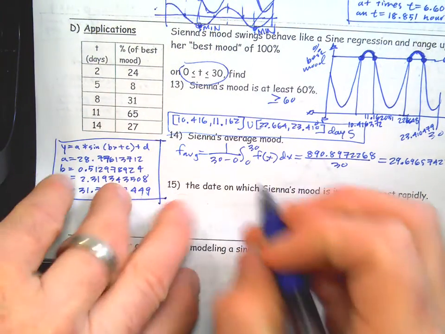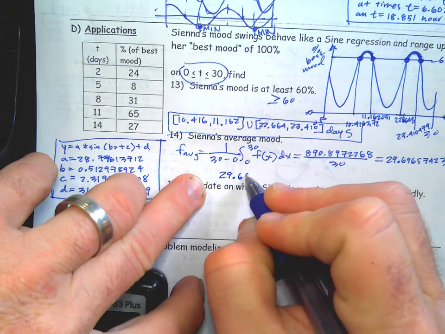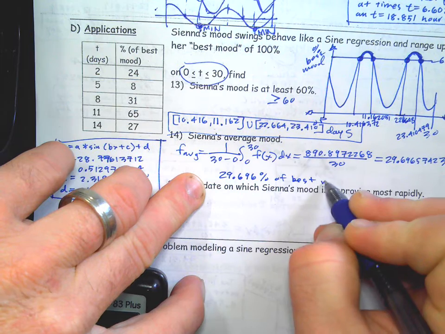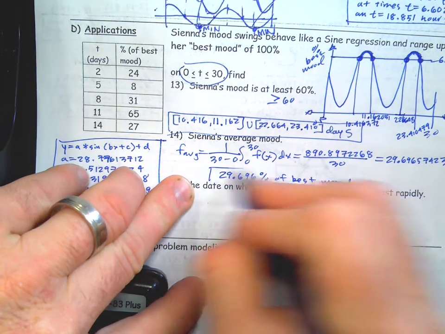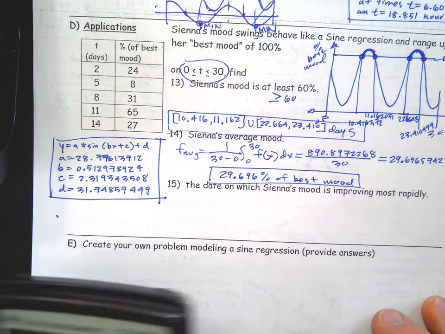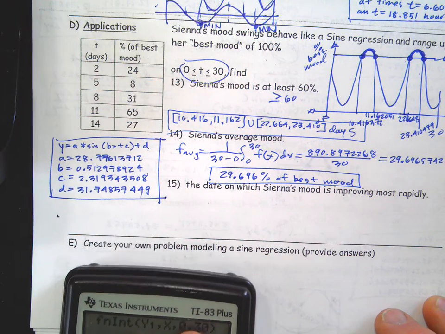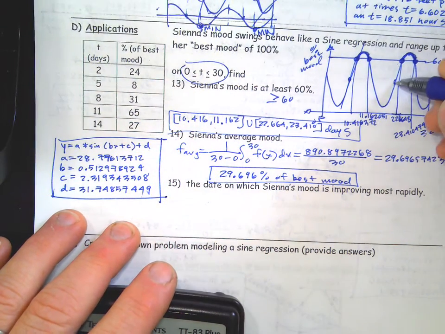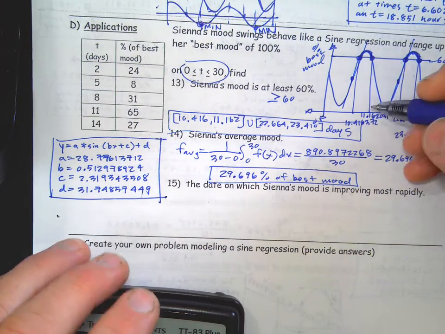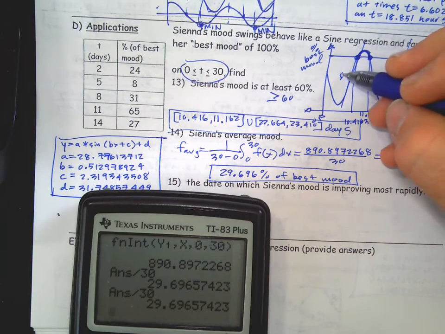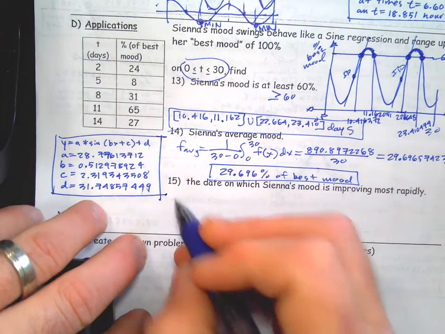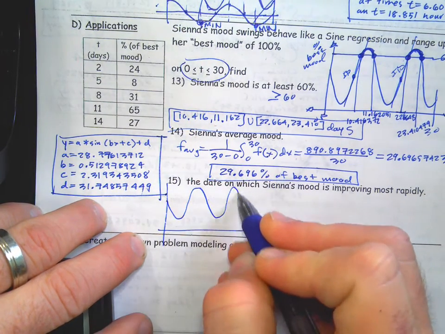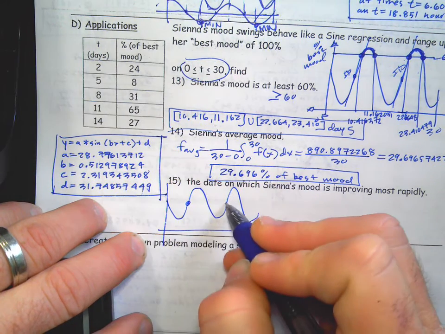Okay. Now the answer is going to be 29.696% of best mood was her average mood. Okay. Date on which Sienna's mood is improving most rapidly. The date. Well, that'd be when it's going up the most, there and there. So I'd say there's 2 spots. We've got to find those. Those are like inflection points, right? So we're going to graph the derivative graph and find those max derivatives.